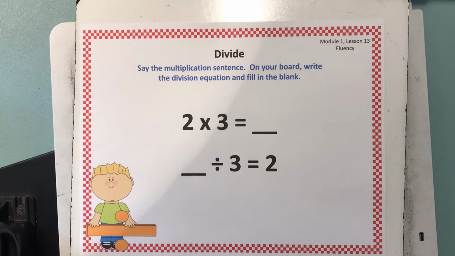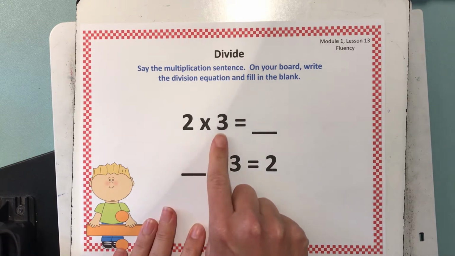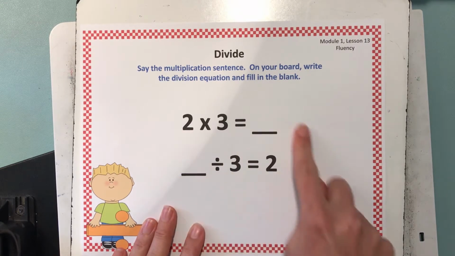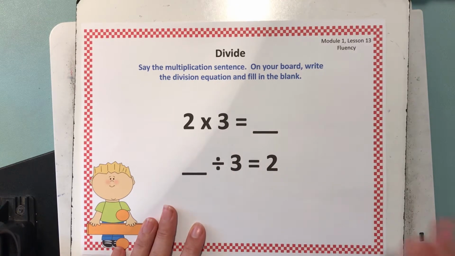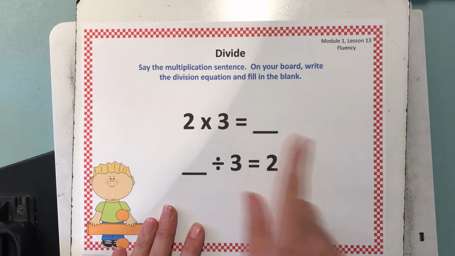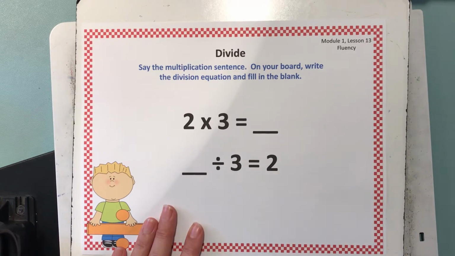Here is our first warm up. You need to solve this multiplication sentence and division equation. So we have 2 times 3 equals blank. If you're not sure how to complete this, stick with me. If you are sure and you want to challenge yourself to do this on your own, go ahead and pause the video. If you're not sure, you can stick with me. You don't have to pause.